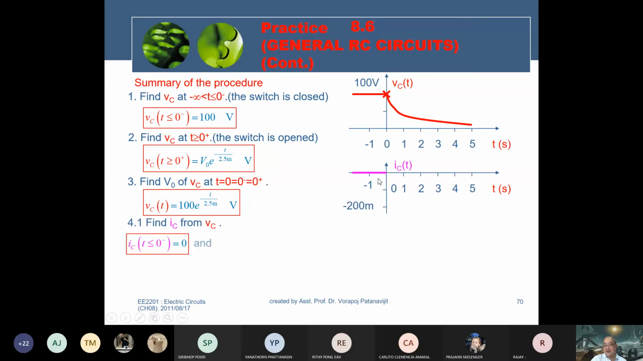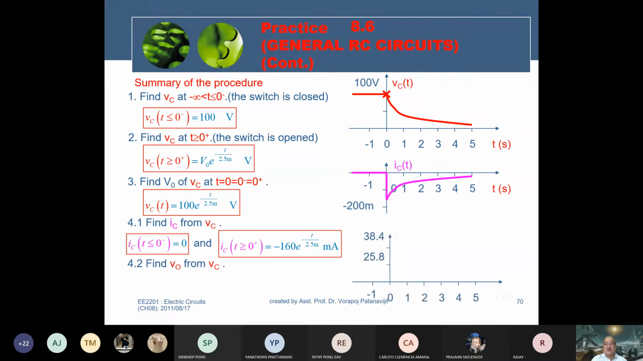And you determine IC in terms of VC. IC for time less than 0: because VC is constant, the derivative of VC equals 0. For time greater than 0, you take the derivative of VC again. But in this case the result will be negative, because VC is in decaying exponential form. Therefore the slope is negative. When you differentiate, it gives you a negative value, and it will be close to 0 again.